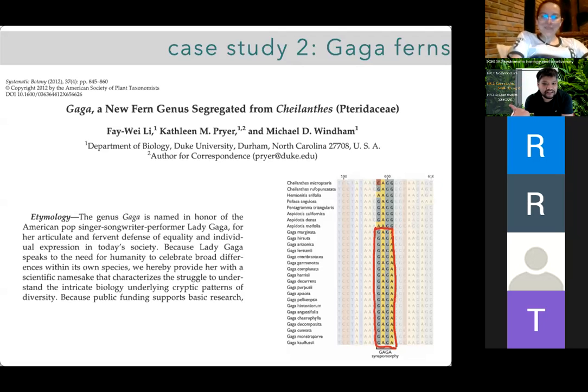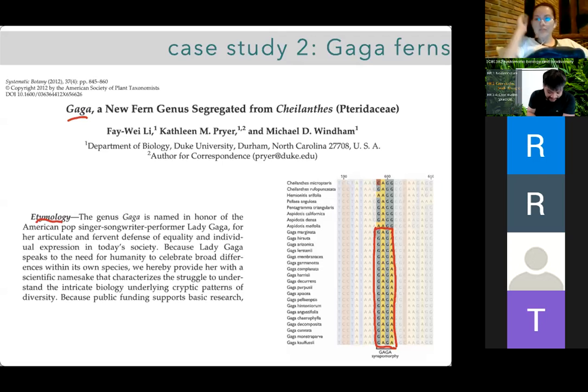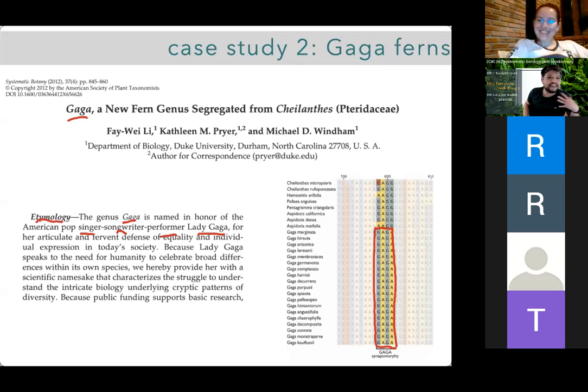So they found this to be a synapomorphy of all Gaga ferns, and the name Gaga also happened to be in Latin already. You don't have to transform anything. You can see there's a section in all new species papers that talks about etymology, the root of the words, and it is literally named in honor of American pop singer, songwriter, performer Lady Gaga for her articulate and fervent defense of equality and individual expression in today's society.